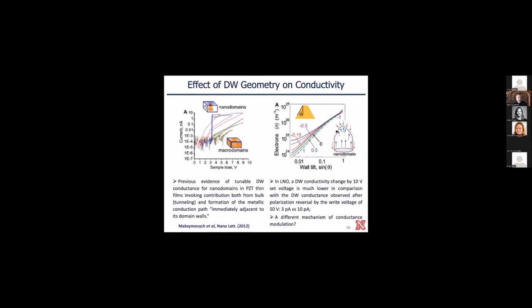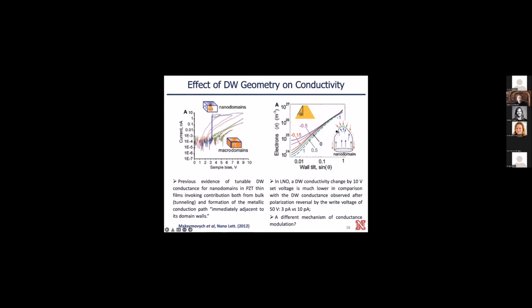So we can speculate that application of the set voltage, or subcoercive voltage, that modulates the domain wall conductance would change the accumulated charge density. And that's why we can tune the domain wall conductivity. So the range of conductance change by the set voltage that we use is much larger in comparison with the domain wall conductance that was observed after polarization reversal. So that's an important issue to keep in mind.